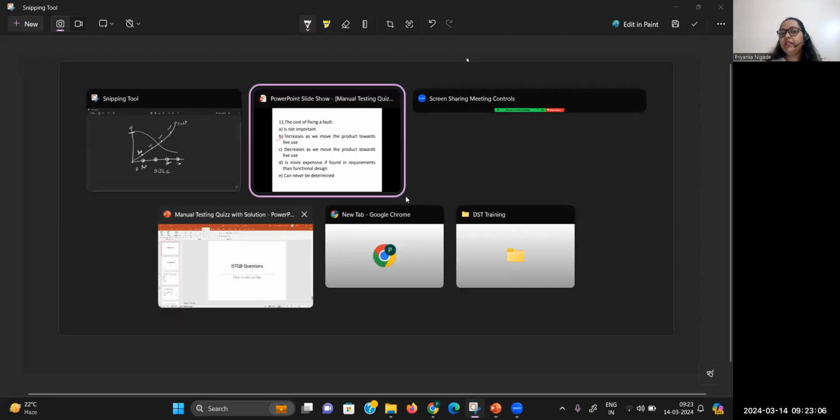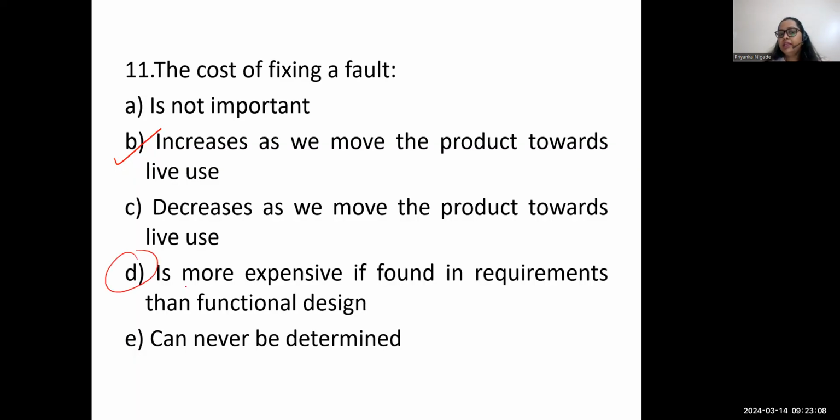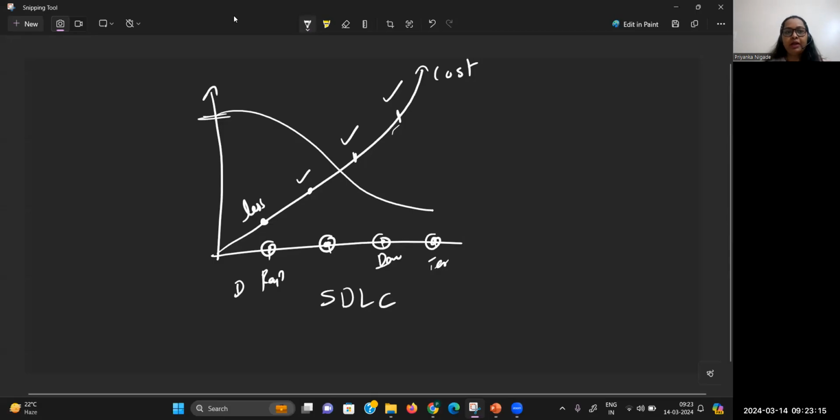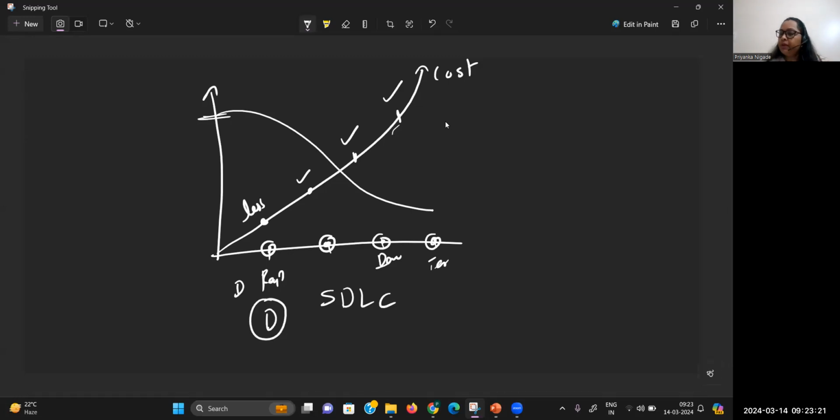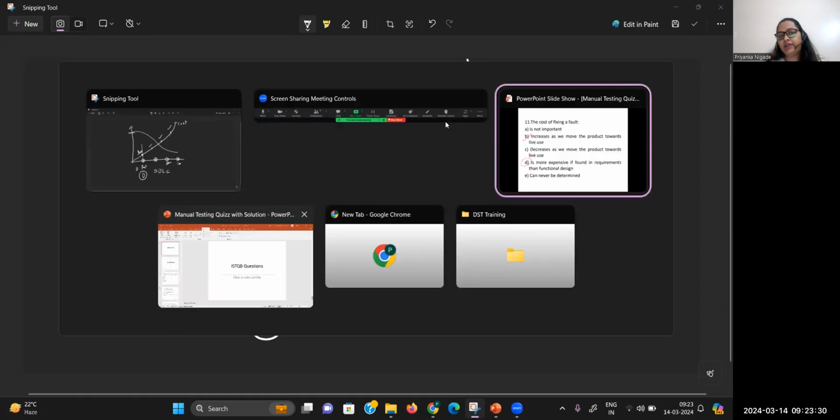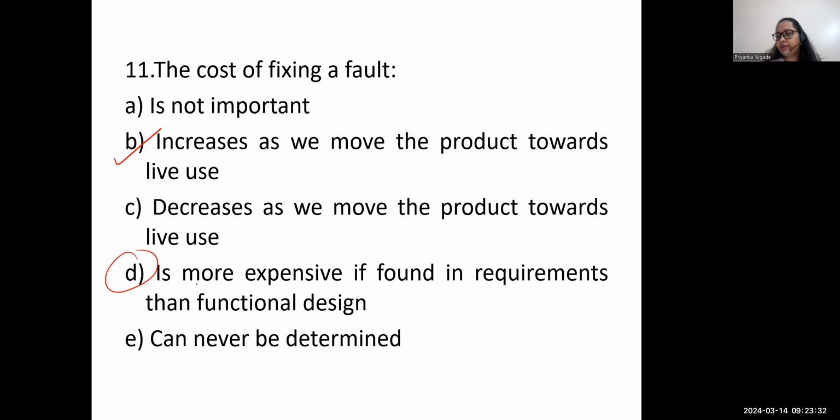So how come option D is correct? Is it more expensive if found in requirement than functional? No, right, Namrata? I think Nirmala, right? Yes. If you find it in requirement, the defect cost will be very low at this moment. It's cheaper, right? We can easily fix it. So option D is not correct here. Govind, now is it clear?